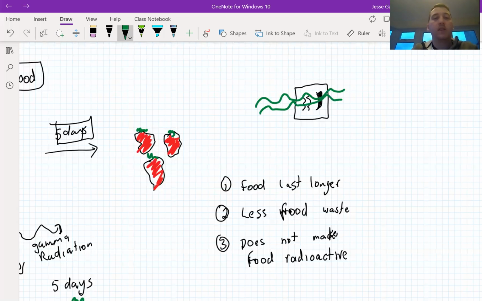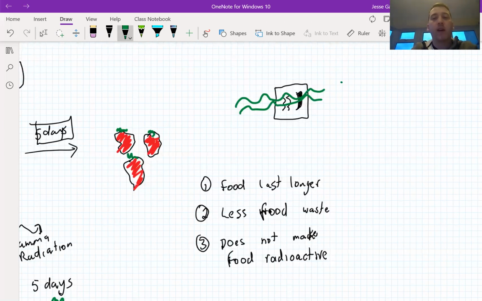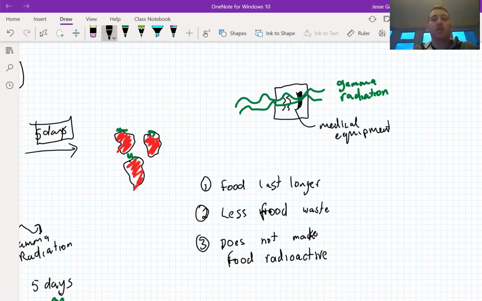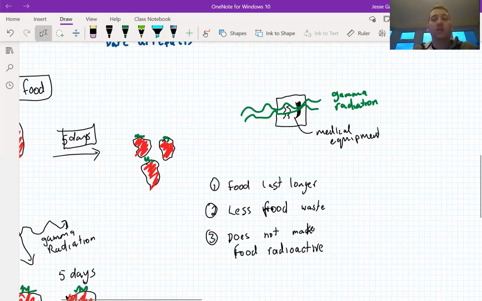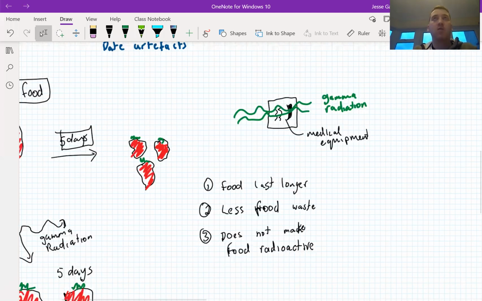And this is gamma radiation, shown in the green line. And these are medical equipment. Again, the advantage here is that you kill any organisms like bacteria or fungi that might be growing on them that might infect the next patient that they're used on. Now, the other option here is to use very high temperatures to sterilize equipment.